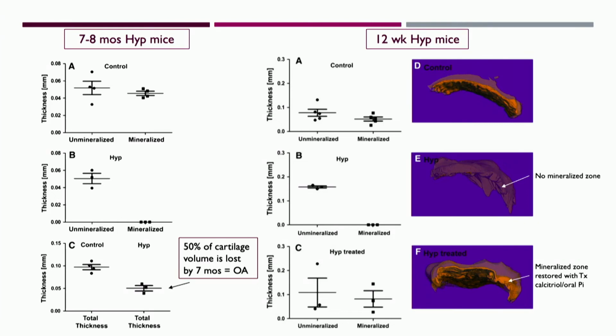So what I found, this was published, you can look this data up. In the older Hyp mice, two things I want to point out. There is no mineralized zone in the Hyp mice. It's gone. We don't know a lot about what the mineralized zone does, so it's not like I could look it up, except for the fact that there were 2 papers published that it has an intermediate stiffness between unmineralized cartilage and subchondral bone. The other thing is that we lost at 7 months 50% of our volume of articular cartilage, so that this, by definition, is a degenerative osteoarthritis.